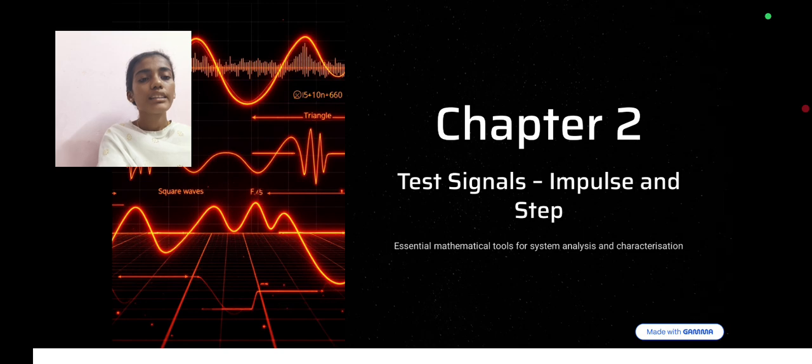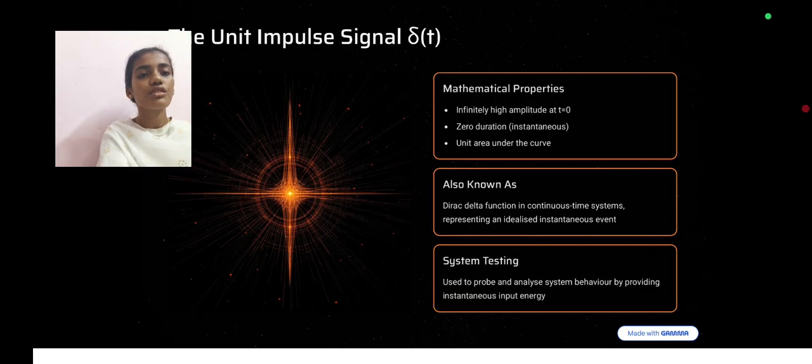Chapter 2, Testing signals. It is divided into two types: impulse and step. They are essential mathematical tools for system analysis and characterization.